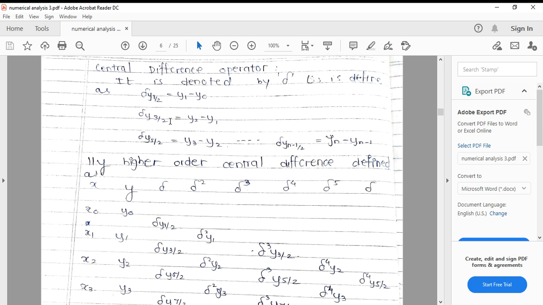Here also, 3 by 2 plus 1 by 2 will be 2, and 3 by 2 minus 1 by 2 will be 1. I am talking about the suffix of delta y 3 by 2. 3 by 2 plus 1 by 2 means 1.5 plus 0.5, that will be y2, so the suffix of y will be 2. 3 by 2 minus 1 by 2 is 1.5 minus 0.5, which is 1, so the suffix will be 1.